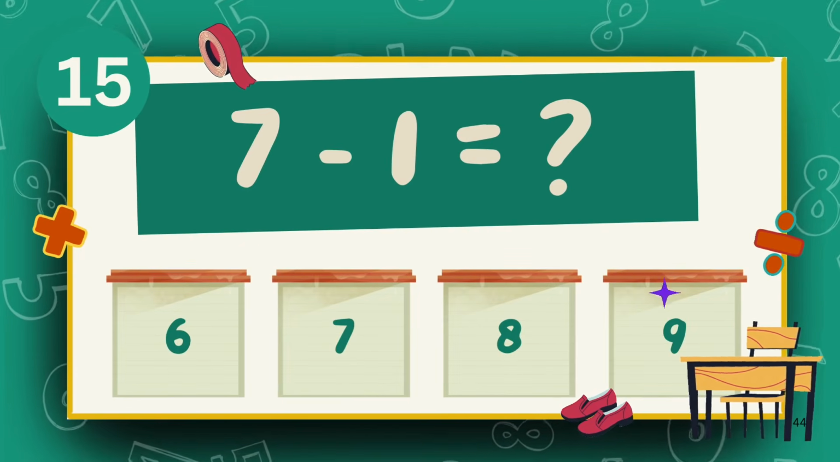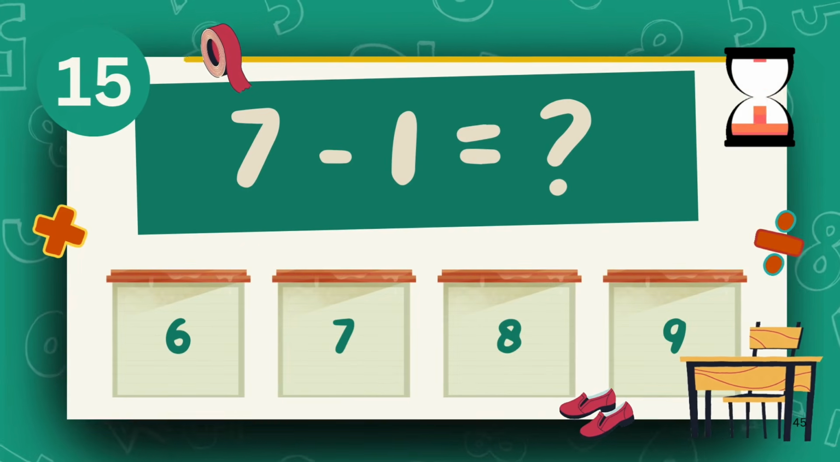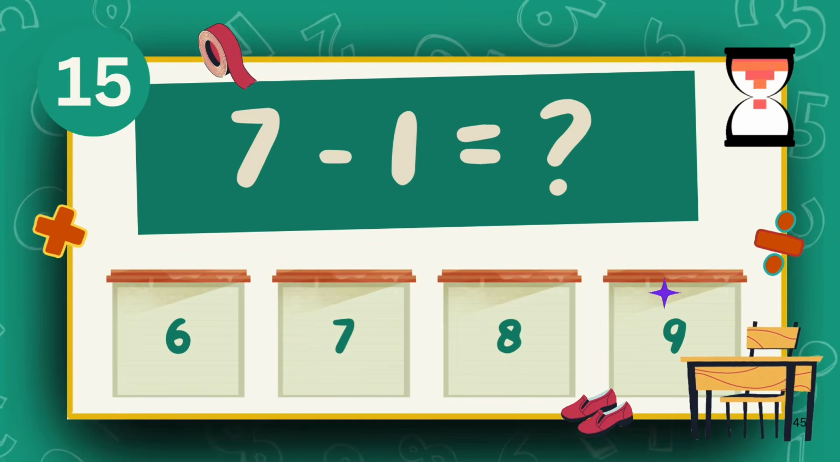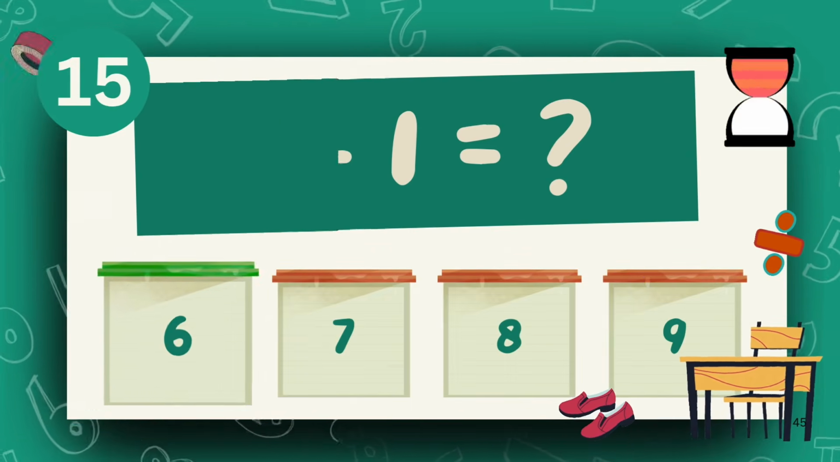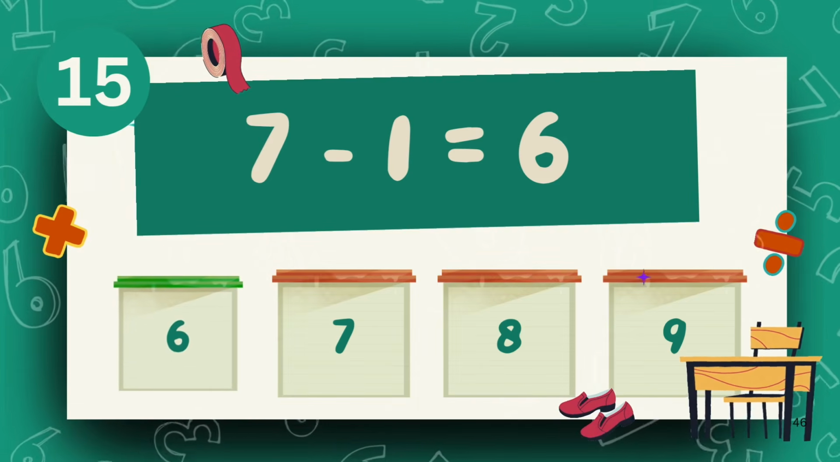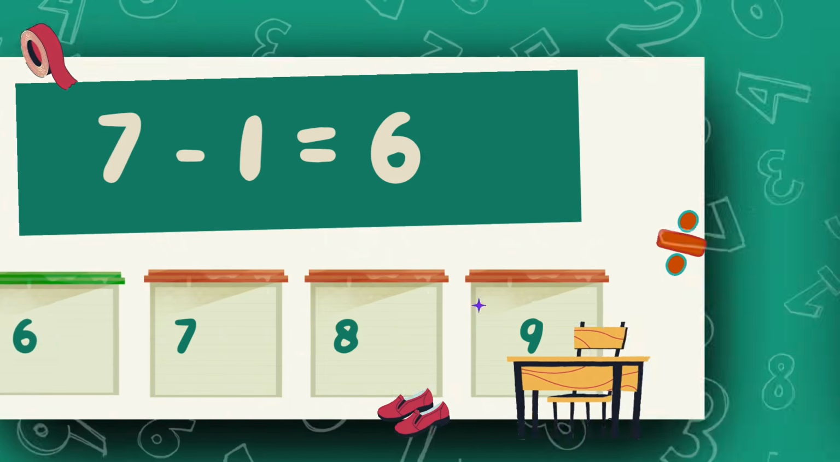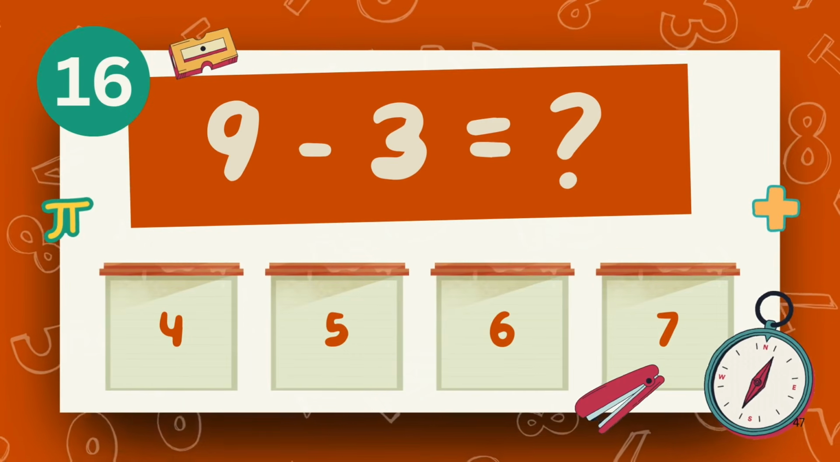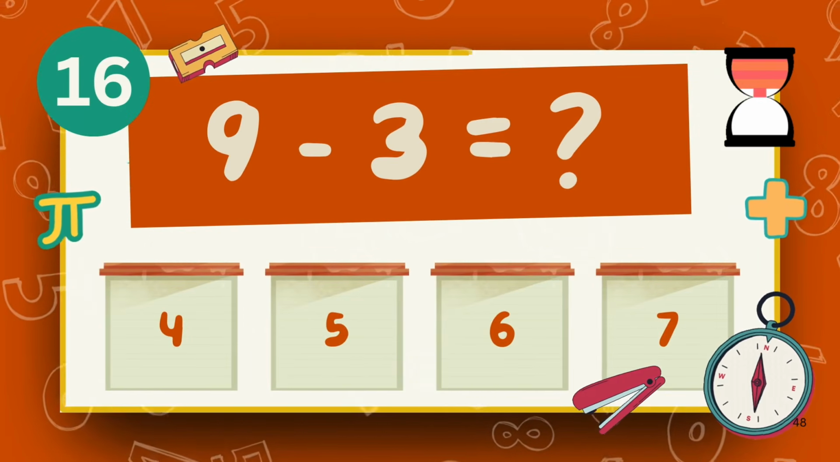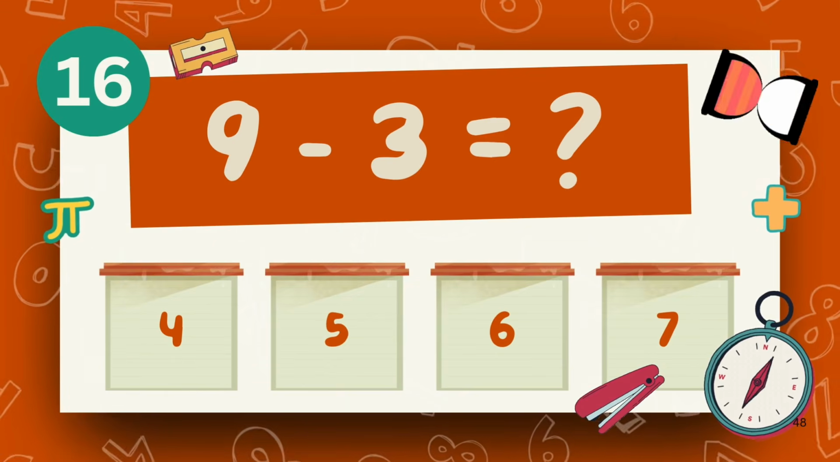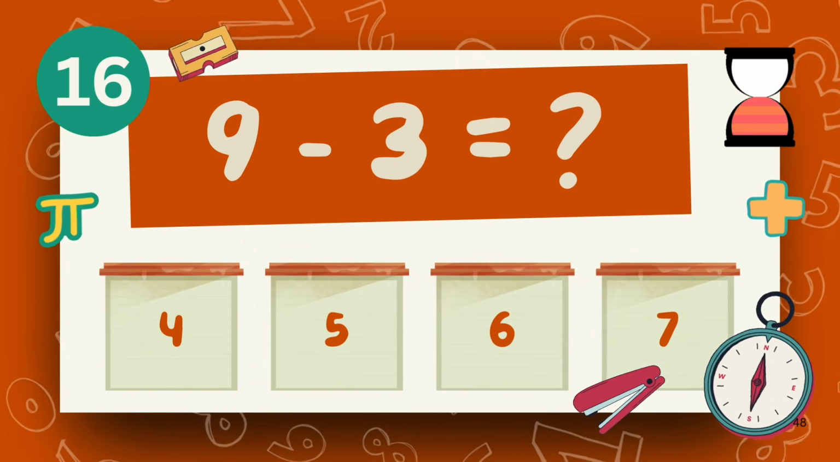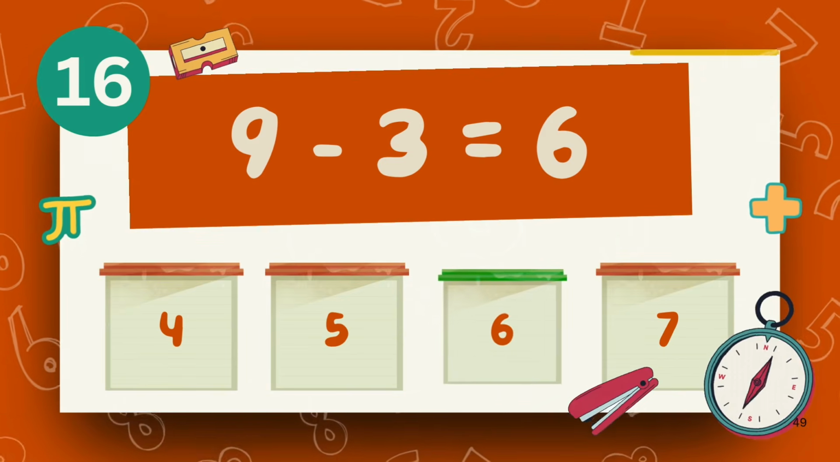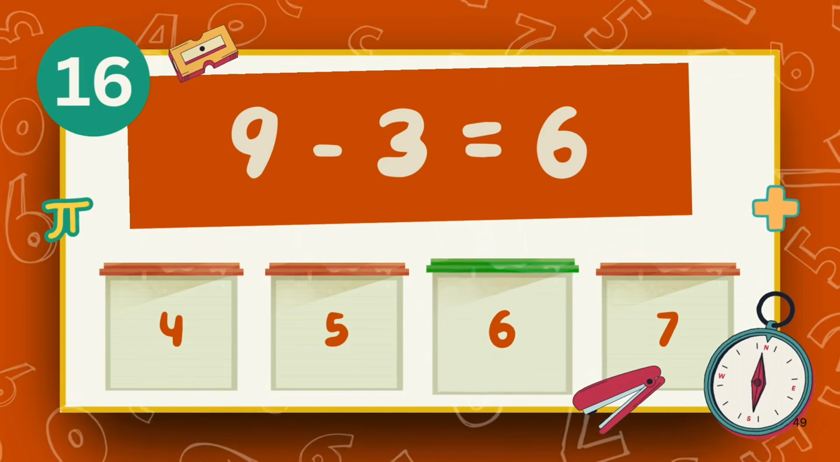What is 7 minus 1? The answer is 6. What is 9 minus 3? The answer is 6.